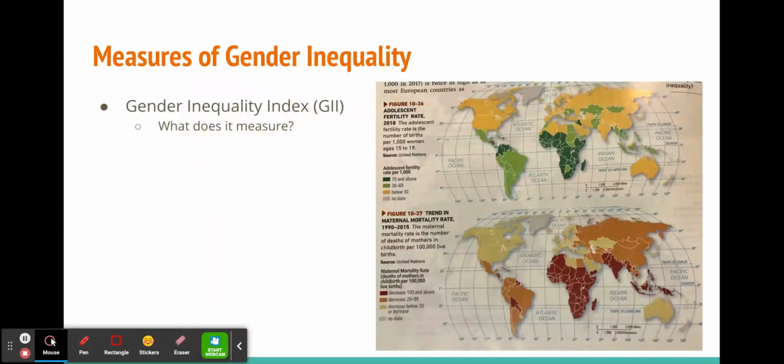When looking at empowerment, which is the second measure of GII, we're looking at things like voting rights, political representation in the national legislature, the ratio of female to male access to secondary education. Secondary education is high school and above.